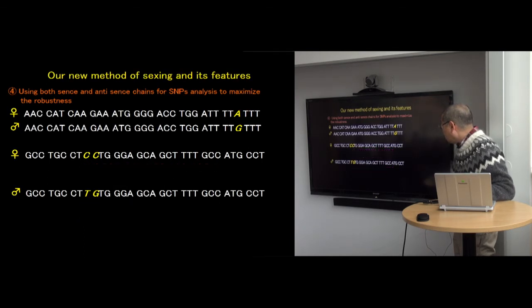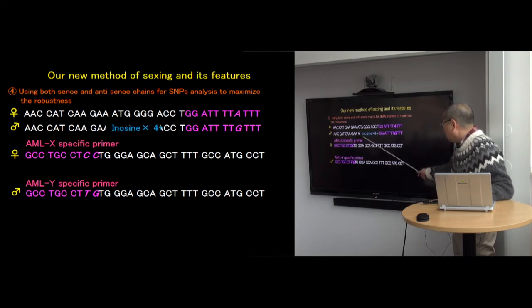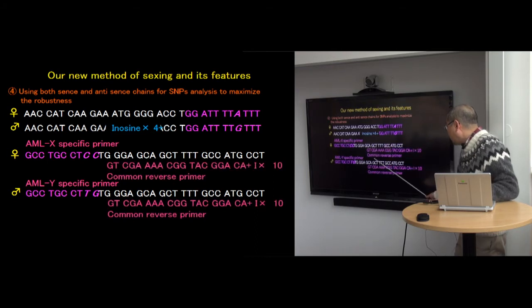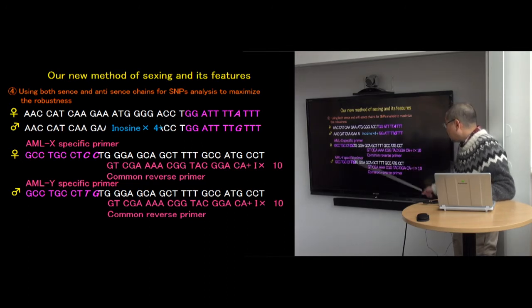Now we use the other chain for designing another set. Again, it's the same amelogenin X-specific and Y-specific primers, and we add inosine to the amelogenin Y-specific primer, and then design a common reverse primer, not forward, to amplify their sequences.